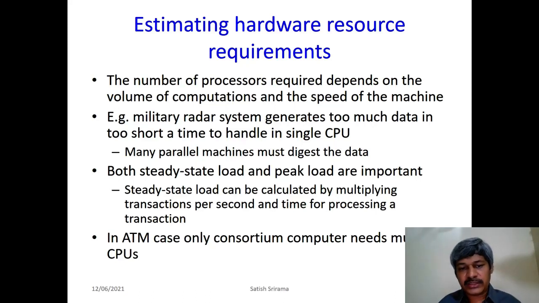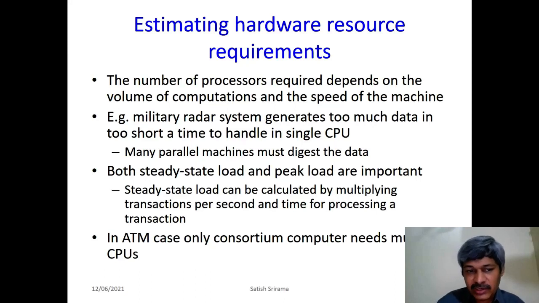To decide this estimation of the hardware resource requirements, you have to consider both the steady state load and the peak load. Both are important. The steady state we have calculated for this ATM example earlier. There are approximately 40 different branches, which means 40 different ATMs. Assume each person takes a minute to execute a single transaction, so you have approximately 60 transactions per minute. Each transaction needs a second, and the time for processing a transaction we also know.